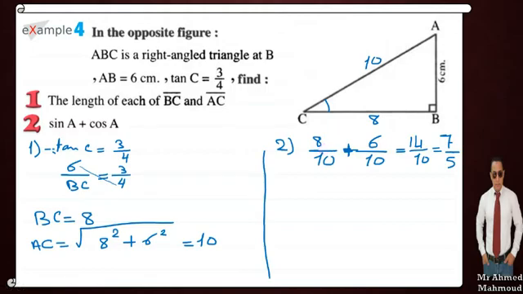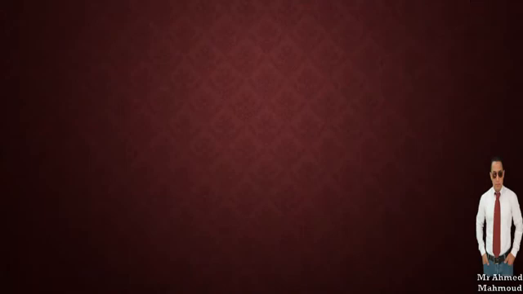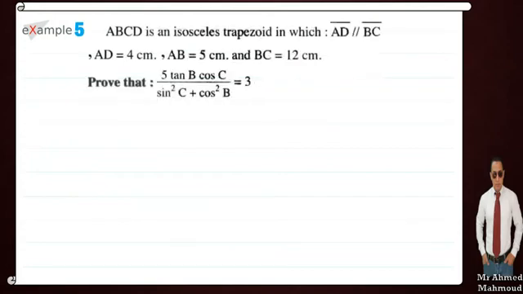Now we are going to solve example 5. ABCD is an isosceles trapezoid in which AD is parallel to BC, AD equals 4 centimeters, AB equals 5 centimeters, BC equals 12 centimeters. Prove that 5 tan B cosine C over sine squared C plus cosine squared B equals 3.